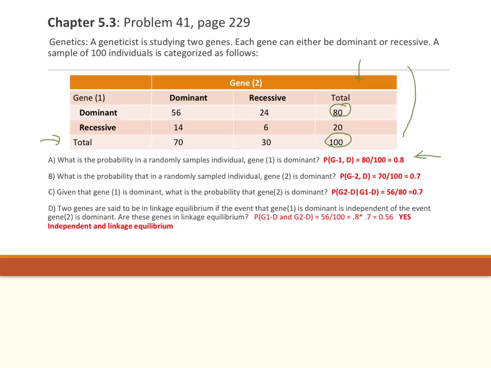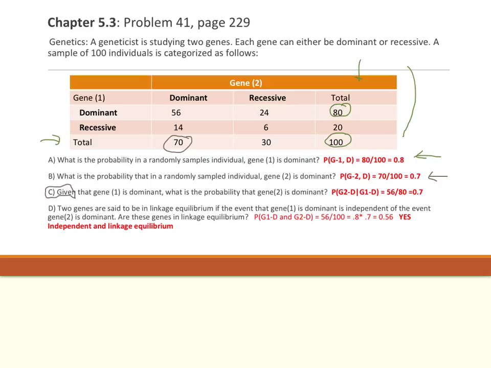Well, in this particular case, we look down the column of dominant for gene 2. This is gene 2, and we see that it's 70 divided by 100, which is about 70%. Now we come across a term that we have talked about in class called given. So this is the first event. So given that gene 1 is dominant, what is the probability that gene 2 is dominant?